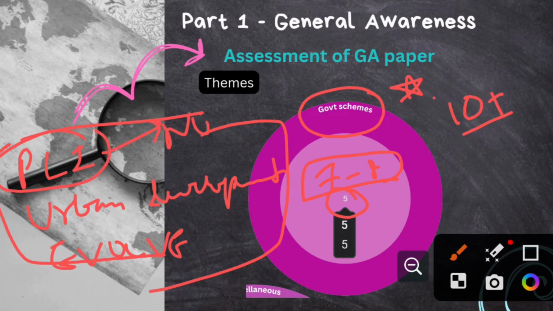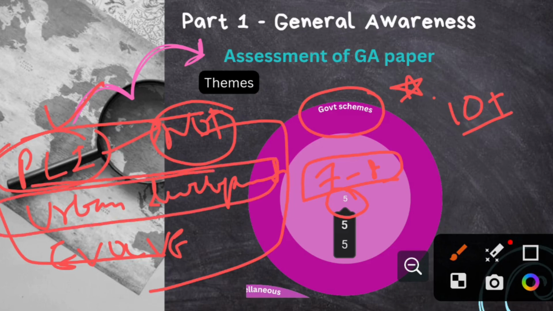As you see, again the questions were not direct. They asked which of the following sectors is not included in the Production Linked Incentive scheme. As you know, there are a lot of sectors included in the PLI scheme, and you have to find out which one is not in those 13 or 14 sectors. So it is very difficult. This is not easy. Again, you need to be very thorough with such schemes.